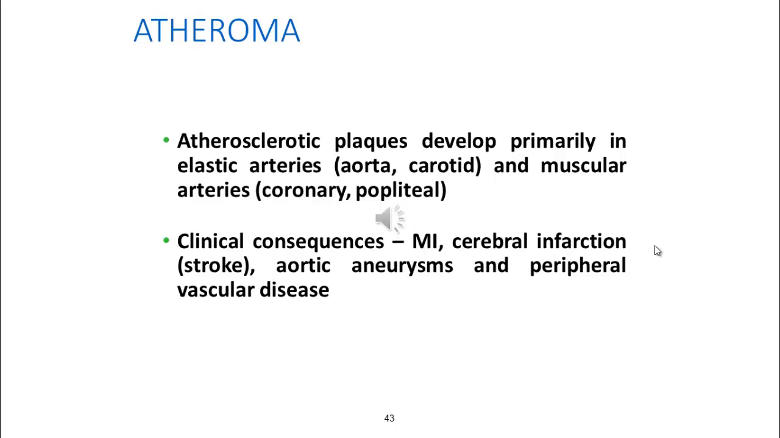Atheroma or atherosclerotic plaque usually develops in the elastic arteries or in the major muscular arteries, and the clinical consequences of an atherosclerotic plaque depend upon its location and severity. It can cause a myocardial infarction, a cerebral infarction or stroke, aortic aneurysms, or peripheral vascular disease.